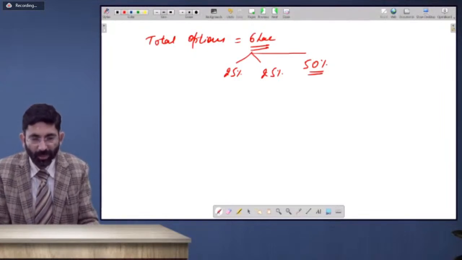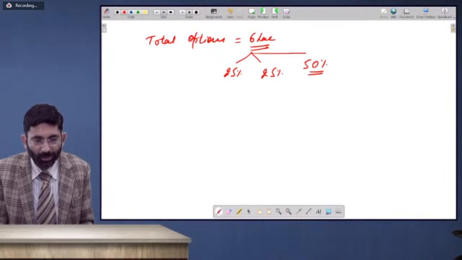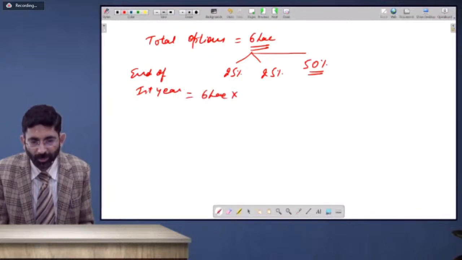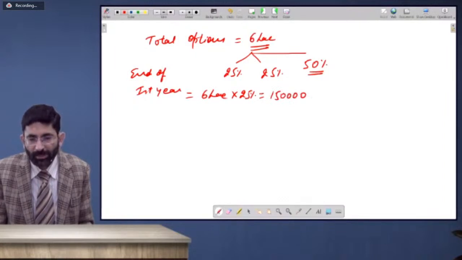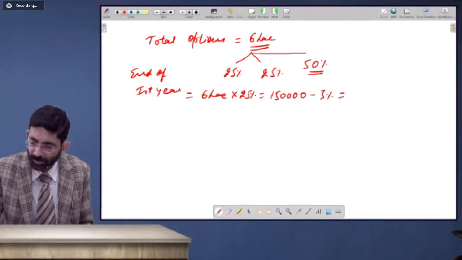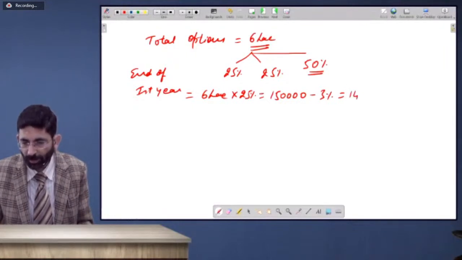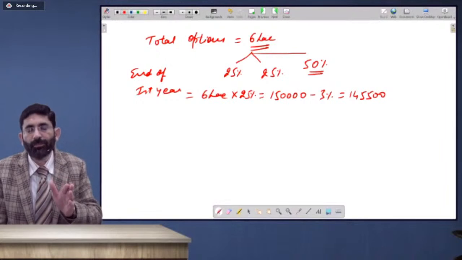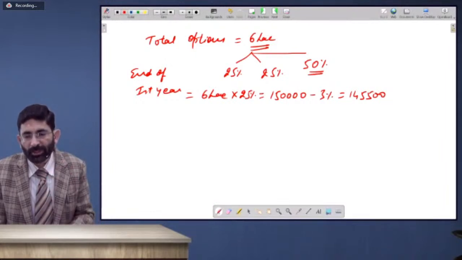How much is the forfeiture? That is 3%. 3% is the forfeiture. So it means at the end of first year, how many options will be exercised by the employees? 6 lakh into 25% is equal to 1,50,000. He says minus 3%. 3% will not be exercised by the employees. 1,45,500. So employees will go for 1,45,500 shares at the end of first year. Means at the end of first year, these shares will be acquired by the employees. That is given.